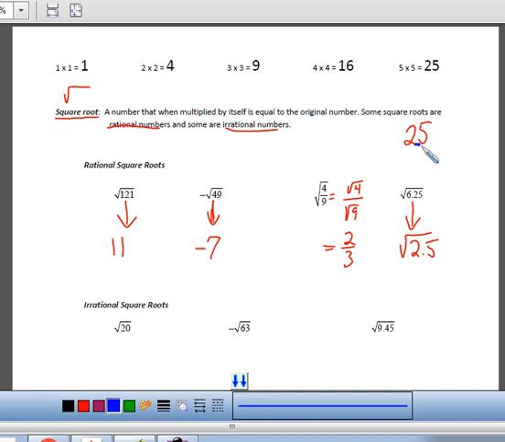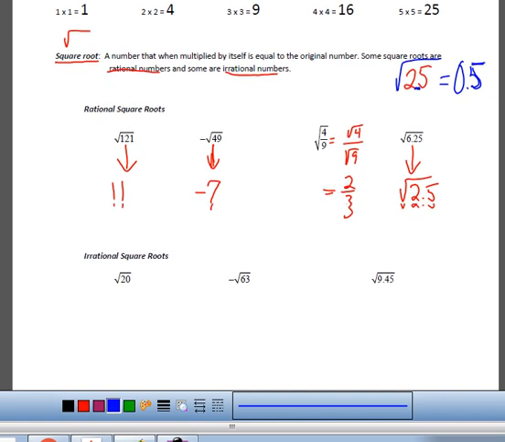The square root of 25 is 5. So the square root of 2.5 is 0.5. And the more you practice and learn these perfect square decimals, the easier life becomes. Now, these next three, the only way we can handle these is to type them into our calculator.